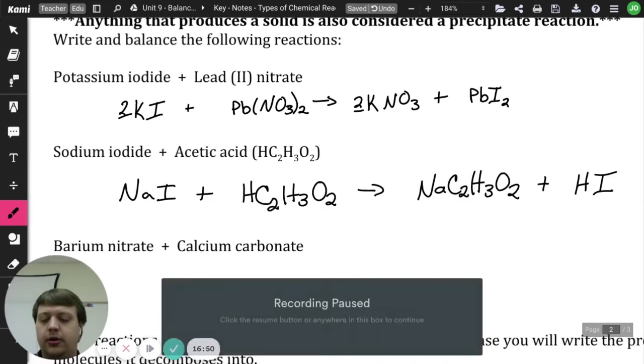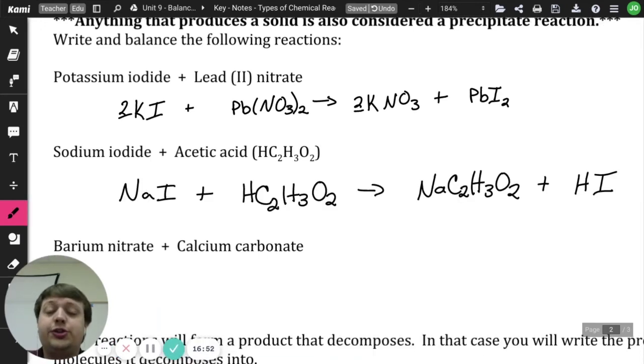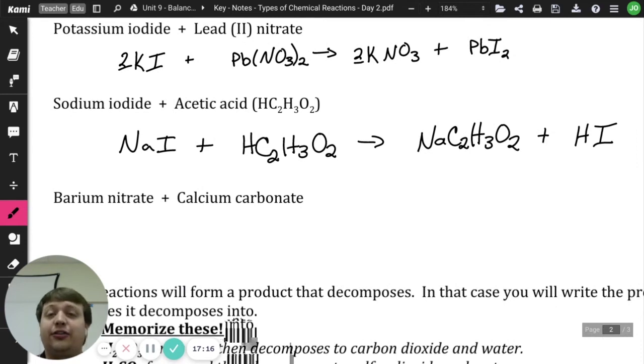All right, so this is what you should have ended up with. I should have ended up with sodium iodide, NaI, plus HC2H3O2 produces NaC2H3O2 plus HI. So again, all that's happening is we're swapping what's paired up with what, what cation is paired up with what anion. All right, I'm going to leave that next one as practice for y'all.